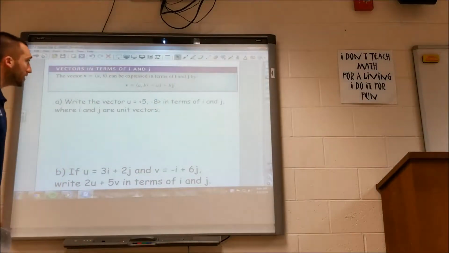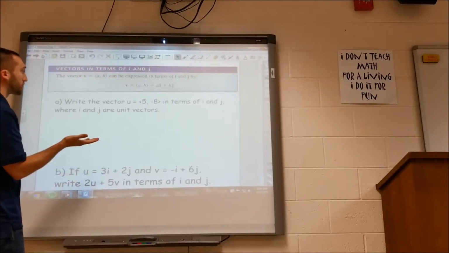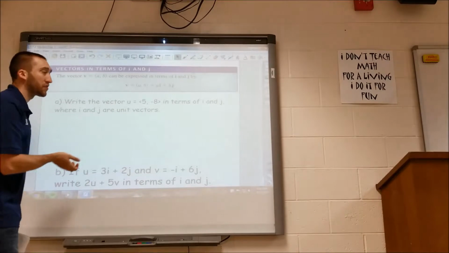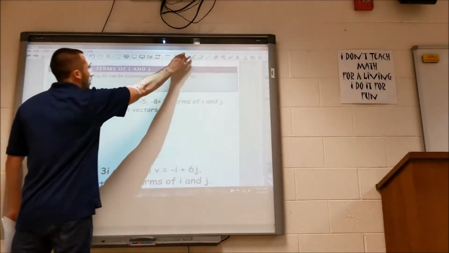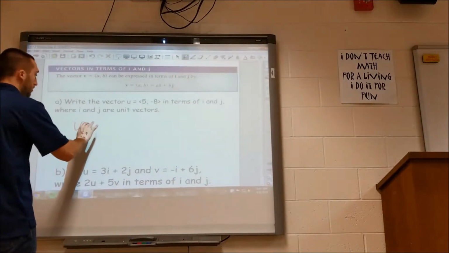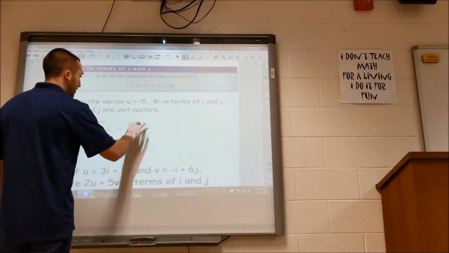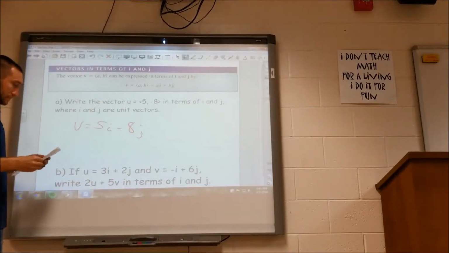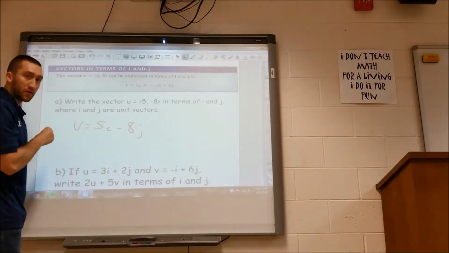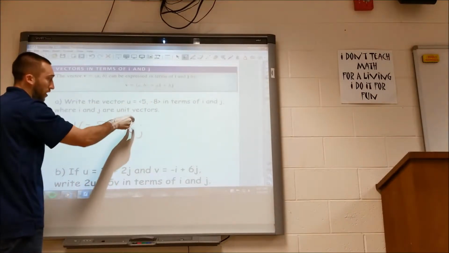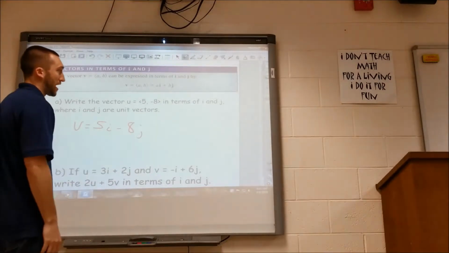So if we're given the vector U is ⟨5, -8⟩, I want it in terms of I and J, where I and J are unit vectors, basically just telling us which is the X and which is the Y component. So all that looks like is U equals 5I minus 8J. Okay, so we're just taking the X, if you want to think of A as the X, goes in the first, and 8 as the Y goes in the second with our I and J components. That's all they were asking there, to put it in that form.